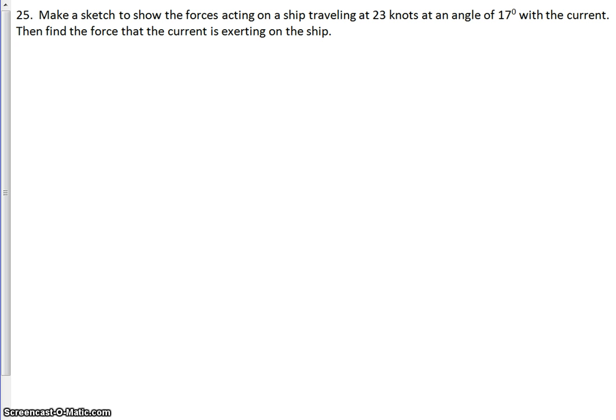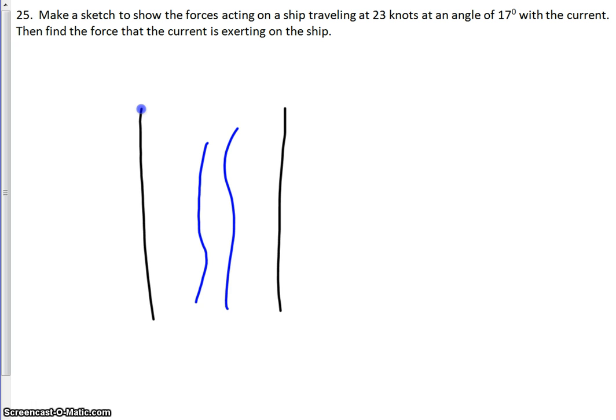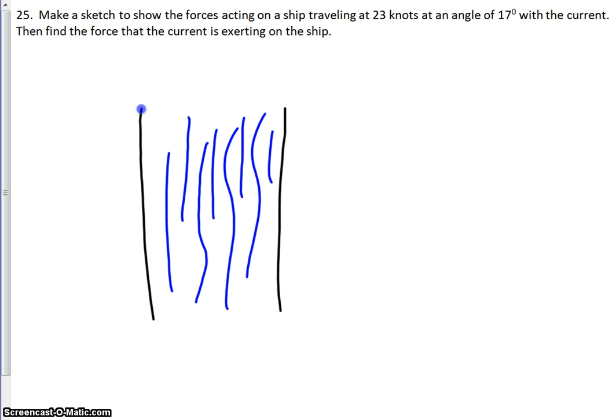All right. So the first step is to make a sketch. Show the forces acting on a ship, and the ship is traveling at 23 knots at an angle of 17 degrees with a current. Then find the force that the current is exerting on the ship. So you have an area where you have a ship, and the water is flowing. Sometimes the water flows slowly, and sometimes there's quite a strong current to the water. And so you have a boat.